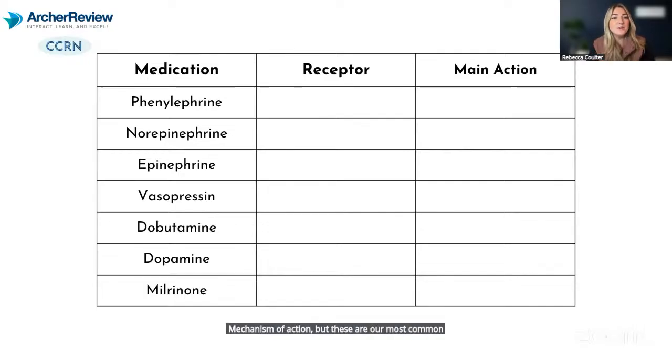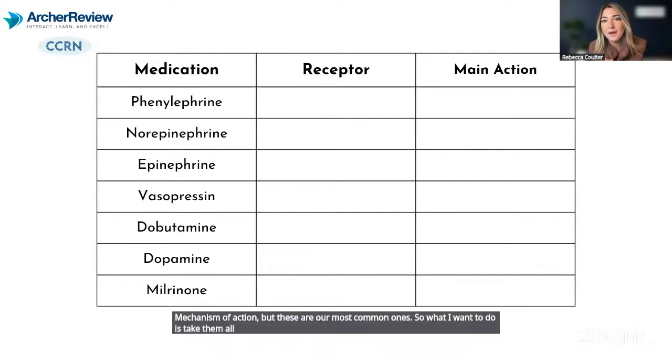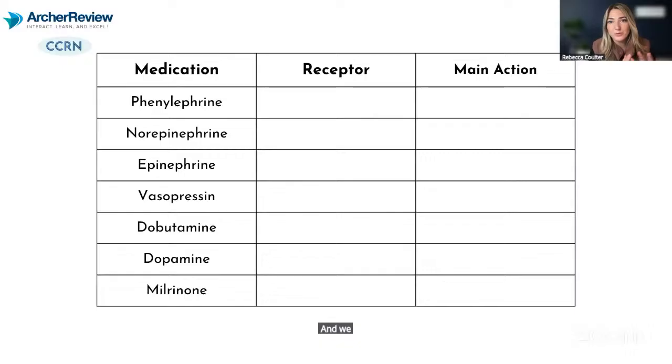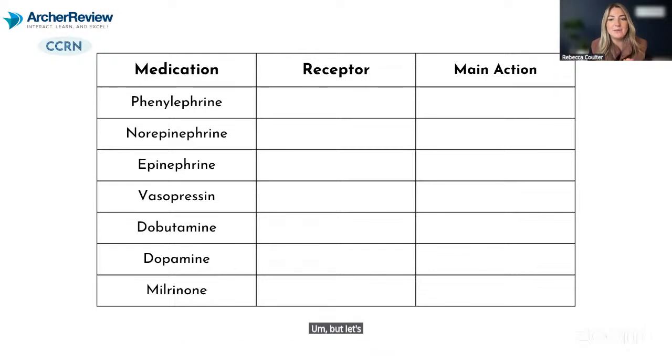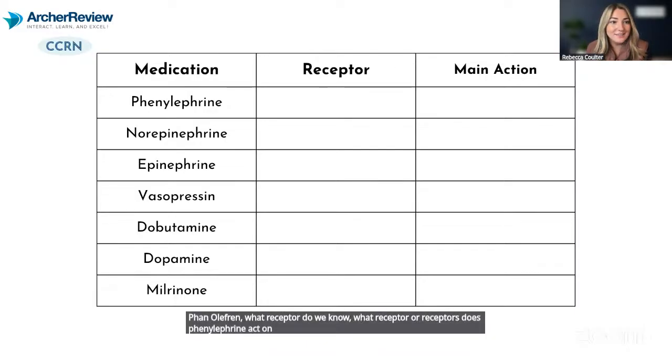So what I want to do is take them one by one and have you tell me what receptors these medications work on. We just walked through what the receptors' actions are, so that can lead us to the main action of the medication. But let's take it one at a time. So phenylephrine. What receptor or receptors does phenylephrine act on?